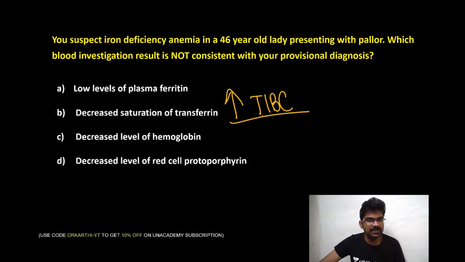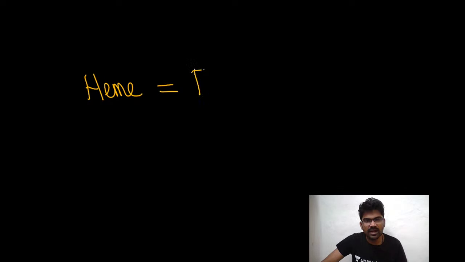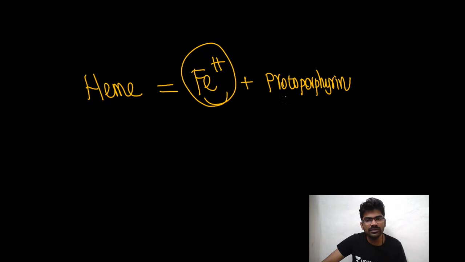Sandeep Senapati is saying decreased level of hemoglobin. So in iron deficiency anemia, obviously decreased level of hemoglobin will be there, right? Okay, let me tell you what is heme. That's why you have to know the basics. Once you know the basics, everything will be simple. So what is heme? It is iron plus protoporphyrin. So in iron deficiency anemia, iron is not available. So which will increase? Protoporphyrin will increase. Is this clear?